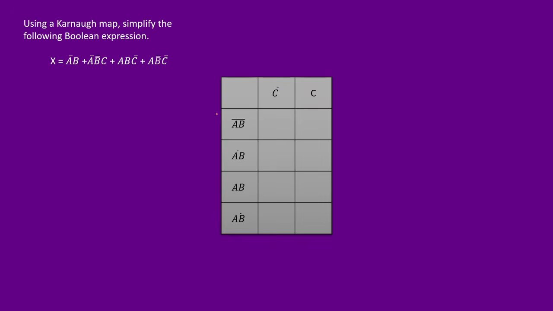Using a Karnaugh Map, simplify the following Boolean expression. X is equal to not A B, or not A not B C, or A B not C, or A not B not C. The first thing we have to learn how to figure out is that this is a non-standard SOP. How do we know that? This first product term, not A B, does not include all the terms of the domain. The domain of X includes A and its complement, B and its complement, and C and its complement. So this first term includes not A, B, and has nothing in terms of C.